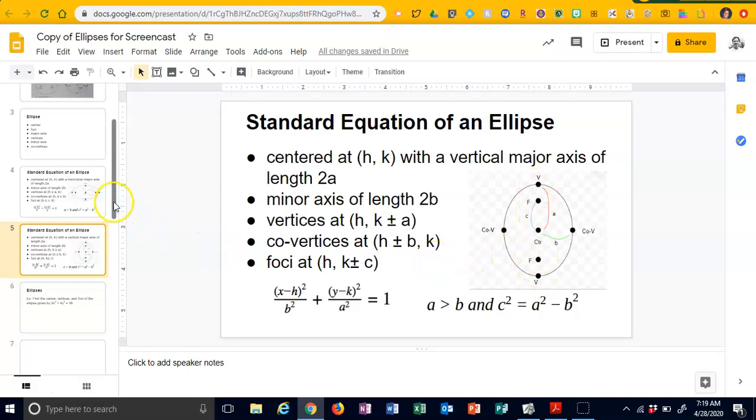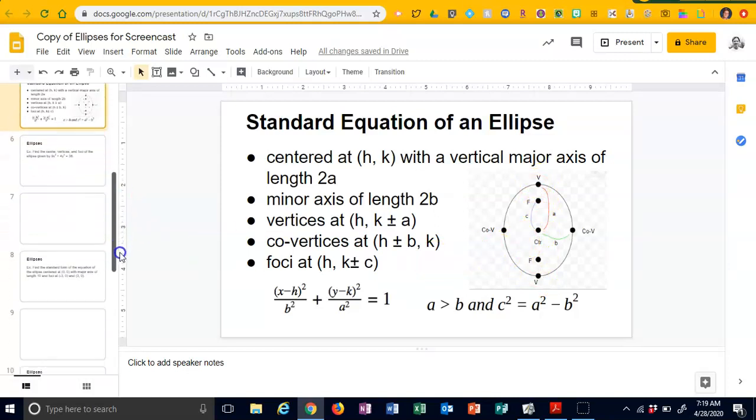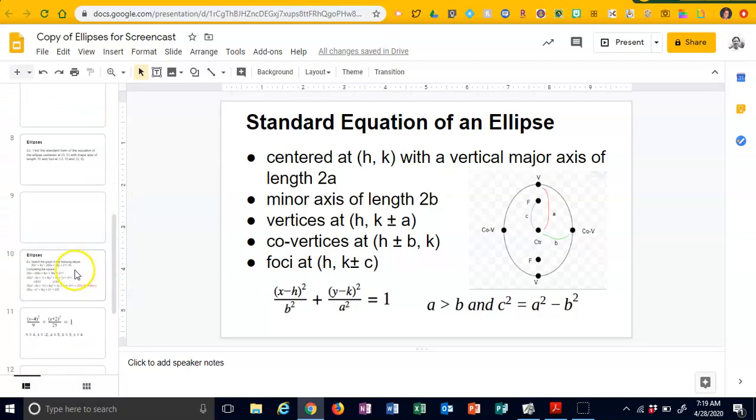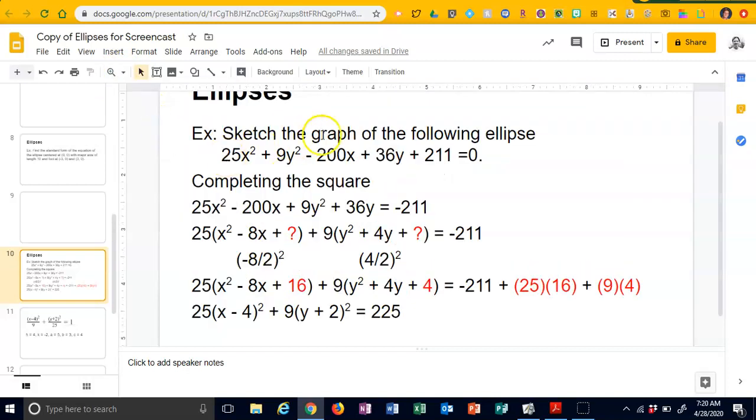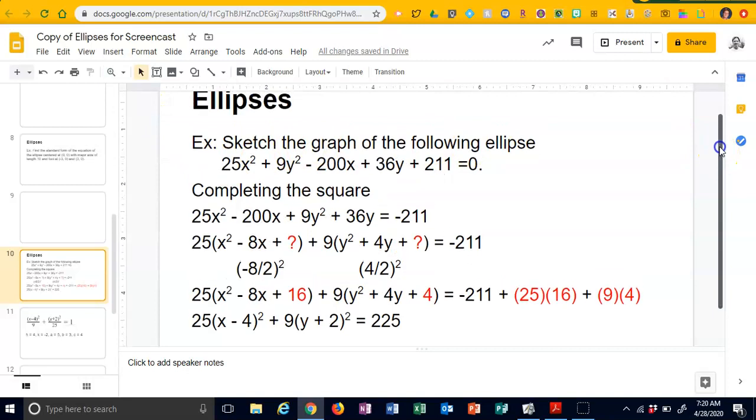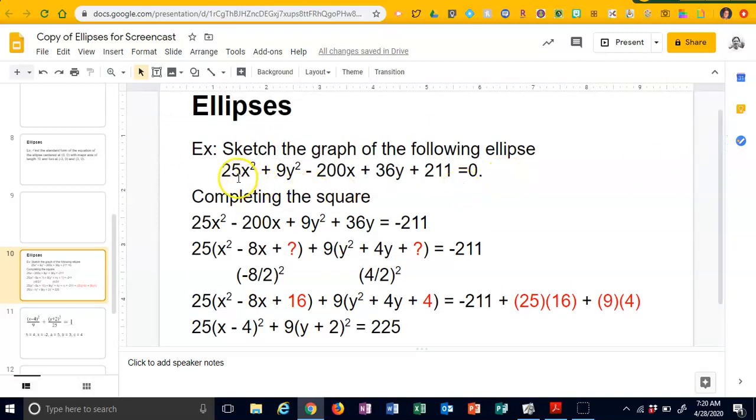All right, so with that in mind, let's move to this type of problem. In this problem, we're asked to sketch the graph of the following ellipse. So forget about all this stuff below here, I'll get to that. And let me make this bigger. There we go. So we have 25x squared plus 9y squared minus 200x plus 36y plus 211 equals 0.